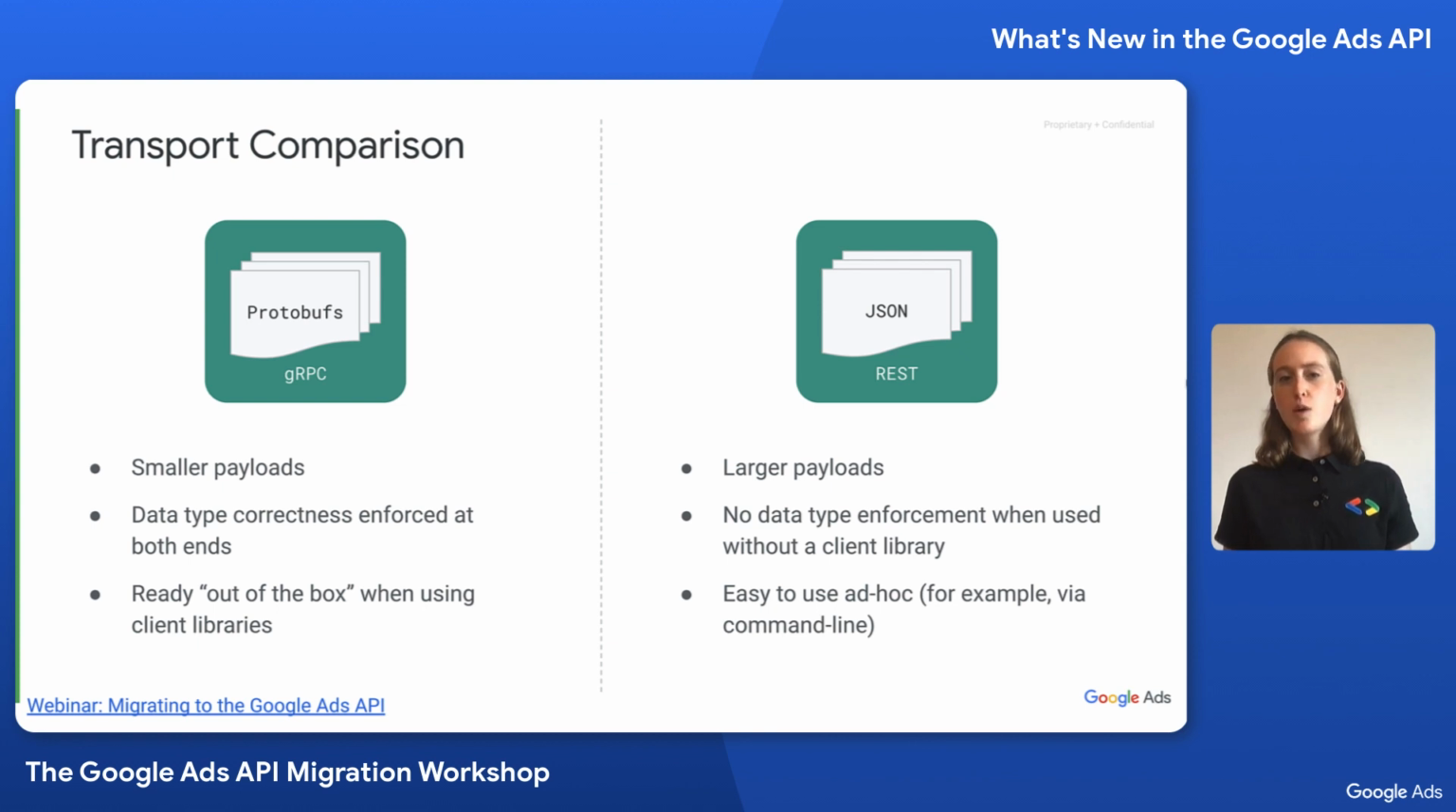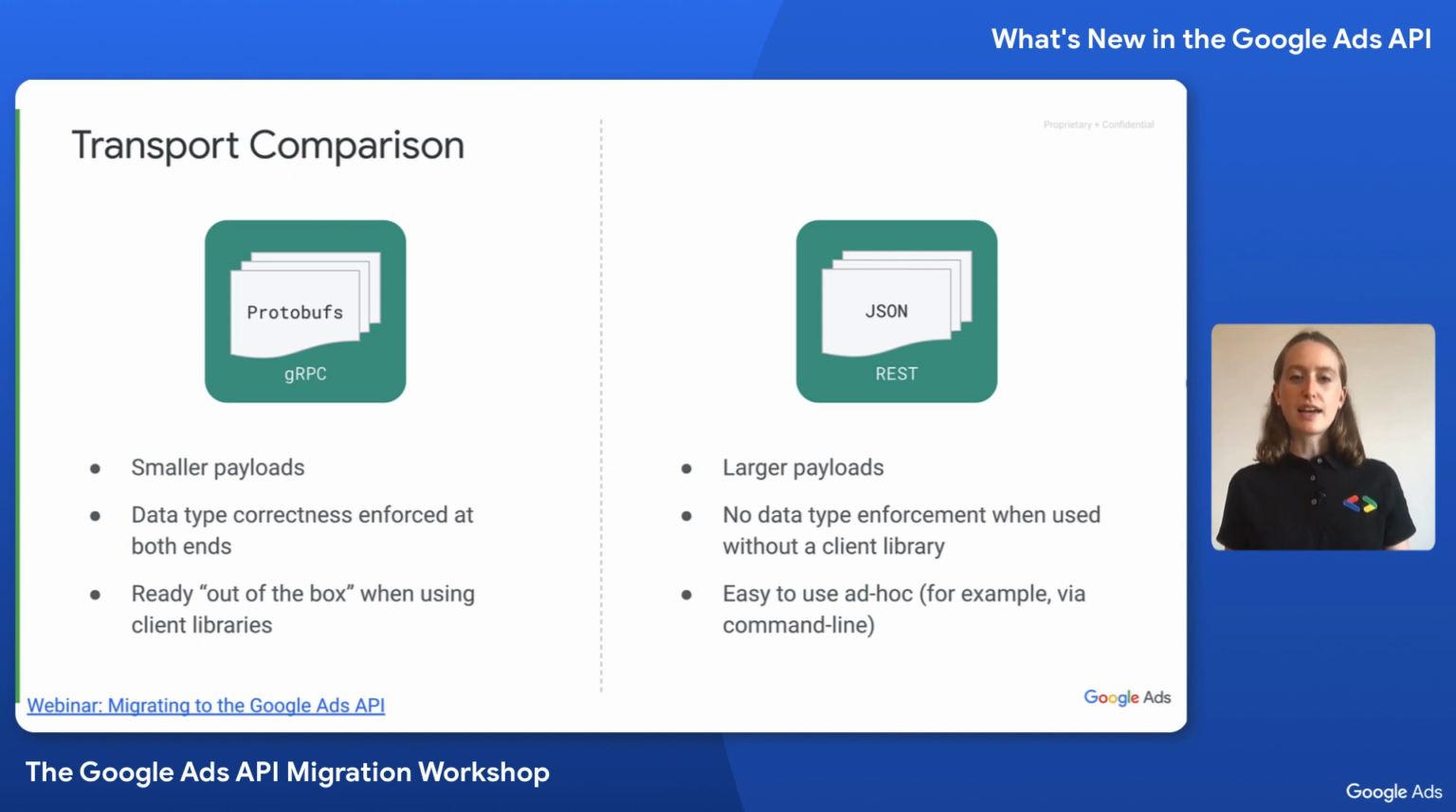Protobufs over gRPC are highly space efficient and result in smaller payloads because they're binary encoded. They also automatically enforce certain data type correctness for requests and responses. For JSON over REST, there's a larger payload size and no data type enforcement, but it's a great tool for debugging and can easily be used ad hoc with tools like curl and Postman.